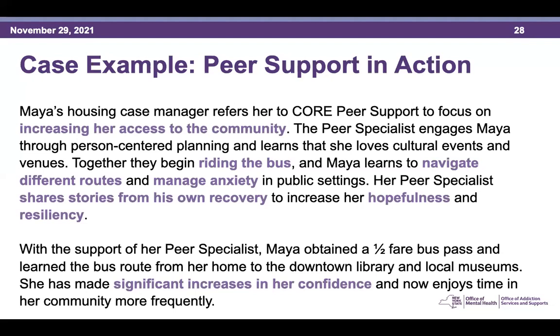As I mentioned, she was able to get the half-pass bus fare and learn the route from her home to the downtown library and local museums. Through peer support, she made significant increases in her confidence and now enjoys time in her community more frequently, both with her peer and independently.